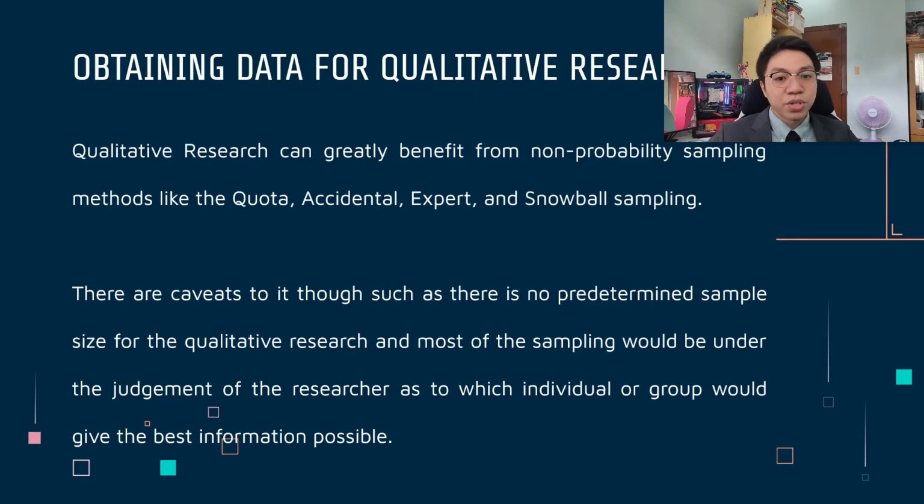So in qualitative research, obtaining data can greatly benefit from non-probability sampling like quota, accidental sampling, expert, and snowball sampling. However, there are some caveats to this because there's no predetermined sample size for qualitative research, and most of the sampling would be under the judgment of the researcher as to which individual or group would give the best information possible for their research.